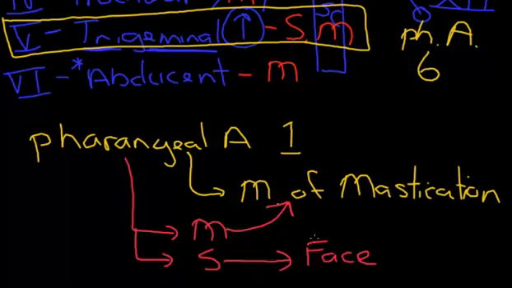Because basically almost all of your facial skin and tissues are of pharyngeal arch 1 origin. So you can see that the nerve associated with pharyngeal arch 1 has motor and sensory functions. And this nerve is, you guessed it, the trigeminal nerve.